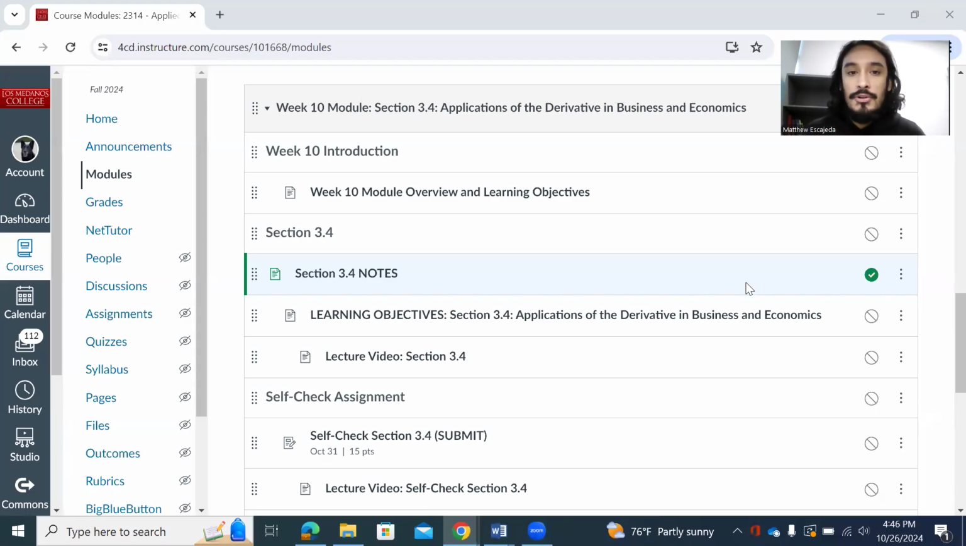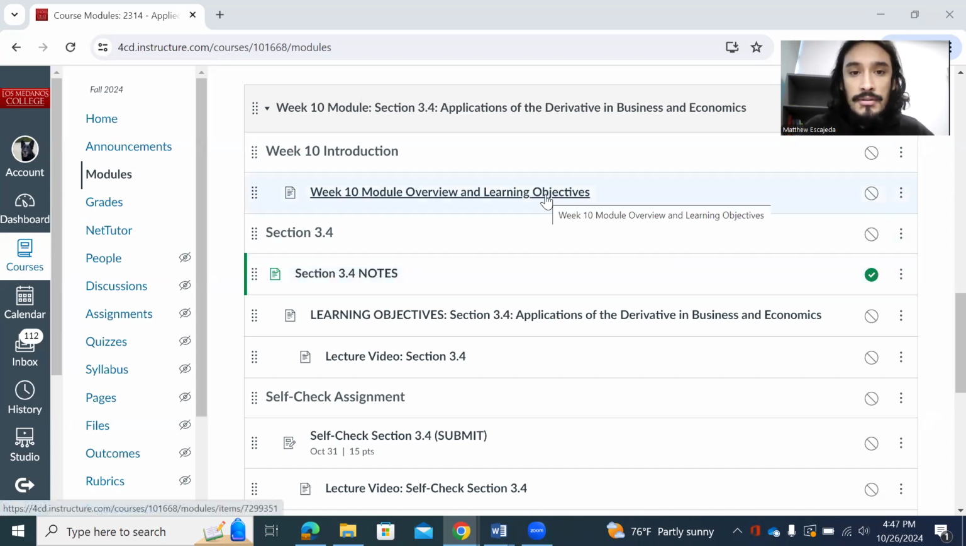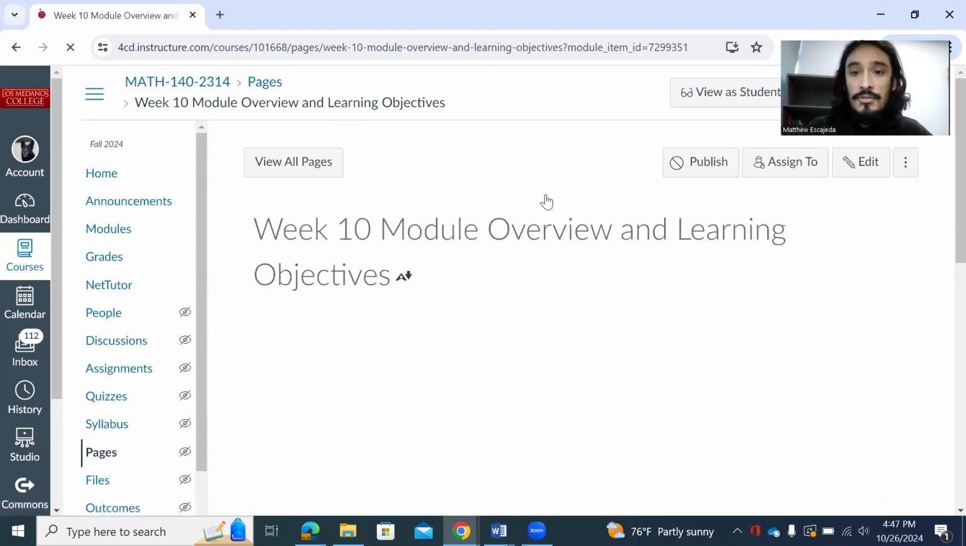And in week 10, we're going to be covering section 3.4, which is applications of the derivative in business and economics. So that is a goal for this week 10 module. Let's go ahead and check out the overview of this module and our learning objectives.